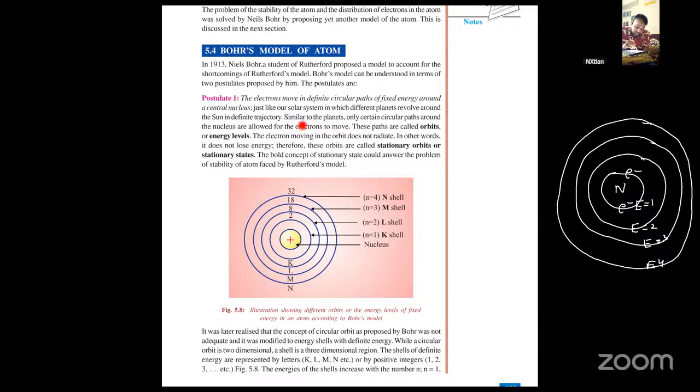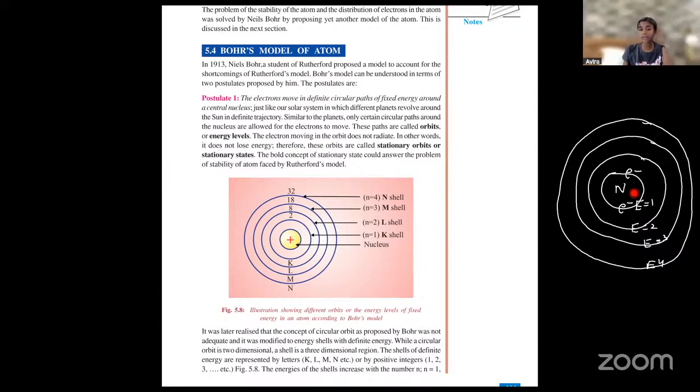We can see that similar to the planets, only certain circular paths around the nucleus are allowed for the electrons to move. These paths are called orbits, and the electrons moving in the orbit do not radiate. For example, this electron is moving in E1. It won't radiate because it has its own path, like Earth revolving around the sun. Earth never radiates energy to go and collide with the sun. The same way, electrons also do not radiate like that. Did you understand, Ira?